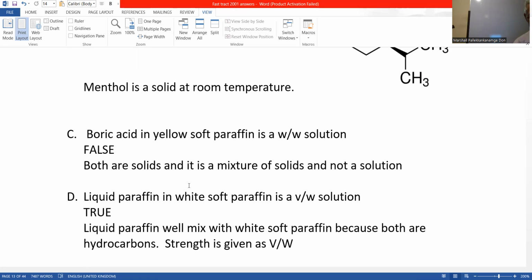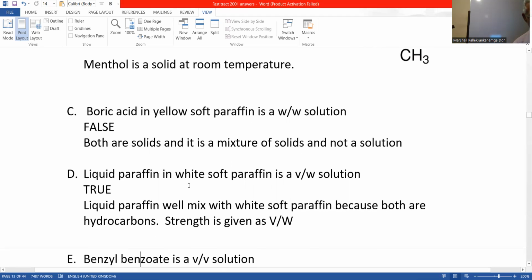Boric acid in yellow paraffin is a weight by weight solution. Yes. You can say it is a mixture also. It is weight by weight because boric acid and paraffin both are solids.